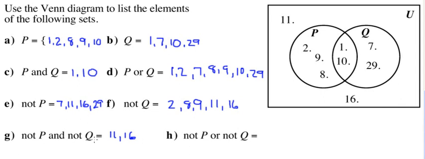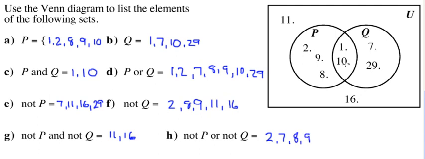Because this one means not in either circle. Not P or not Q. This means you're outside the P circle or you're outside the Q circle. Either one is okay. Well, let's work through this. 2 is outside the Q circle. 7 is outside the P circle. 8 is outside the Q circle. So is 9.